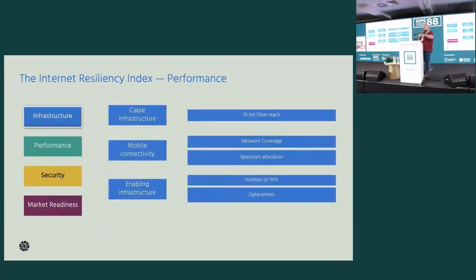Now, what data goes into producing these numbers for these pillars? For the infrastructure, we look at the cable infrastructure. One of these is the 10-kilometer fiber reach, or fiber reach within 10 kilometers as related to the population. We look at mobile connectivity, network coverage, and spectrum allocation. We look at the enabling infrastructure, IXPs and data centers, and so on. All these contribute to the pillar that's related to measurements of infrastructure.